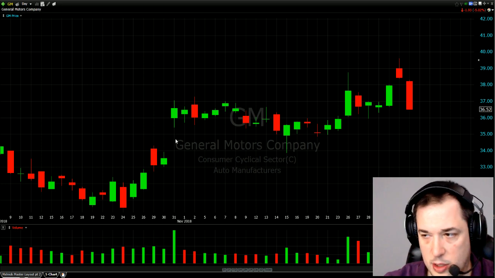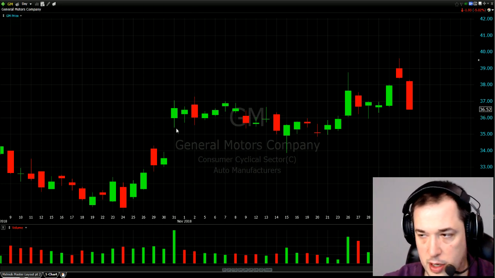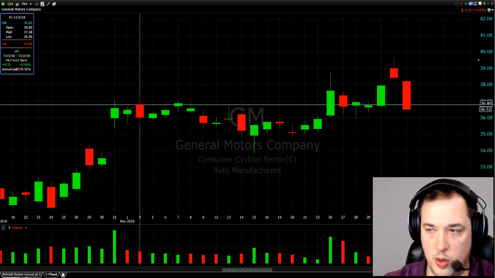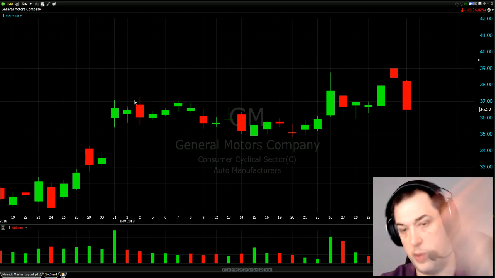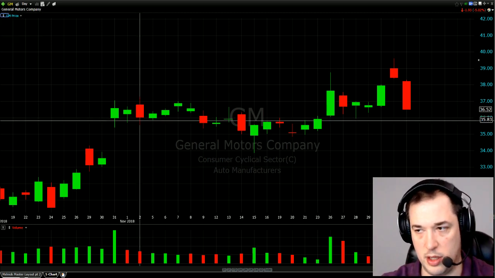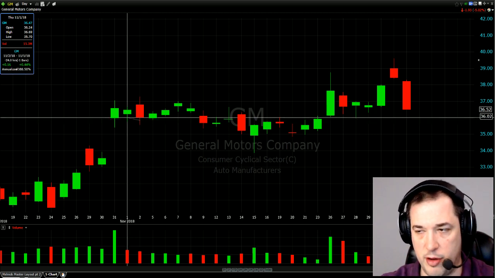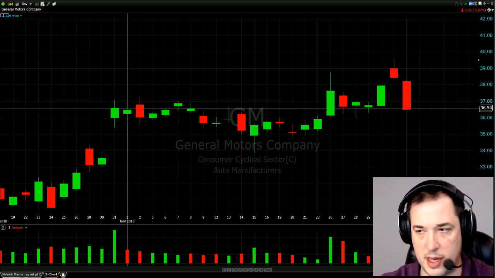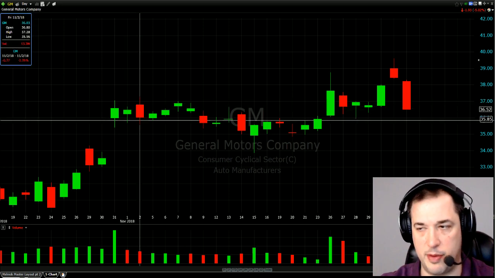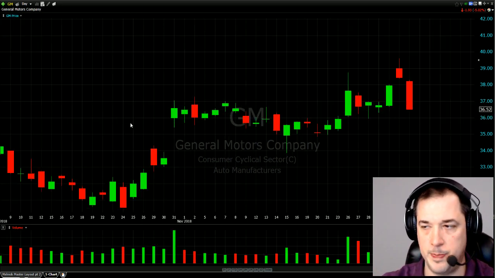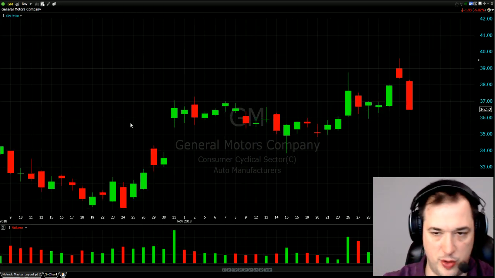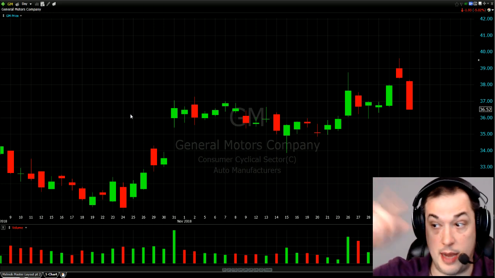But what happens is when you put in an engulfing bar, and an engulfing bar is a candlestick that breaks the prior day's low and high, like this one. The low here on November 2nd is lower than the low here on November 1st. The high here on November 2nd is higher than the high on November 1st. That's an engulfing bar.